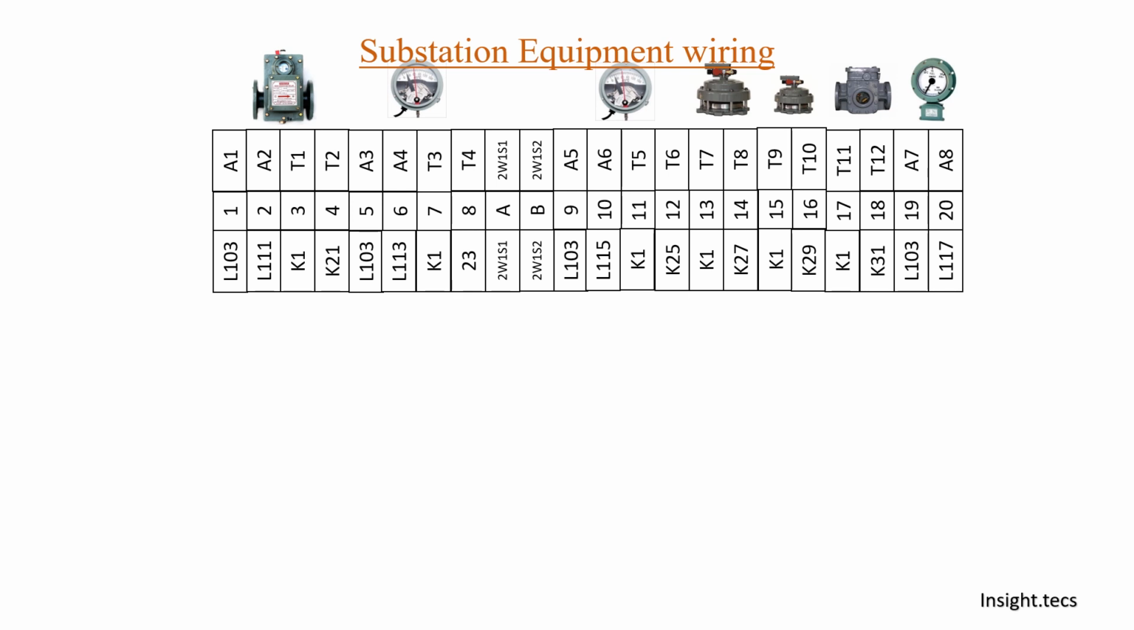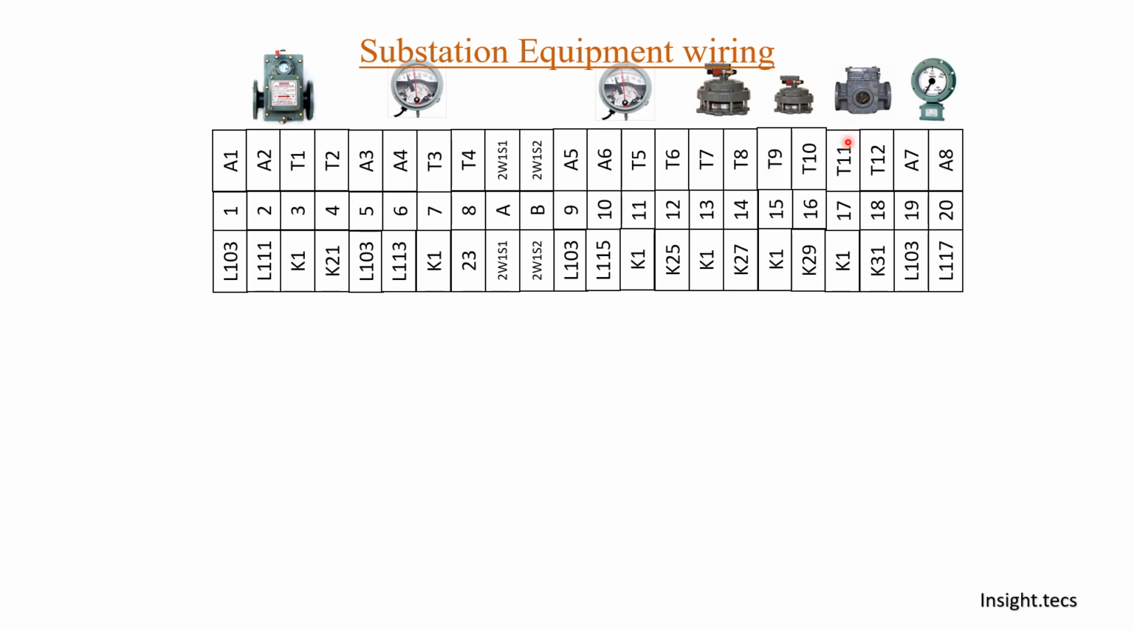For Buchholz relay, we know there are two contacts, alarm contact and tripping contact, and similarly for OTI and WTI we have alarm contact indicated with A and tripping contact indicated with T. For pressure relief valves we have only tripping contacts, because that will be a sudden tripping, and due to that no alarm will be there. So for both OLTC and main tank PRV we have only tripping contacts, right?